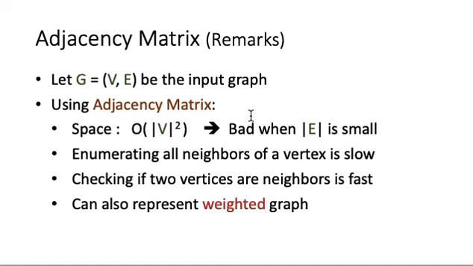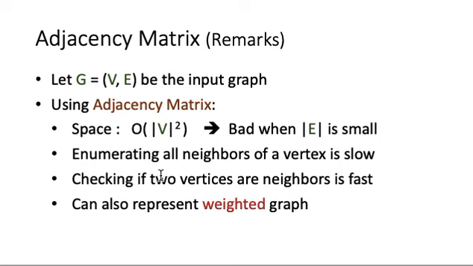So here, when we use an adjacency matrix, the space is order of V squared, because we need a V by V matrix. So V squared entries, order V squared space. And it is really bad when E is small. Let's say the whole graph has just one edge, we will still need to use V squared space. Also, enumerating all the neighbors of a vertex is very slow, because we need to look at each entry corresponding to a certain vertex in order to check whether it is a neighbor or not.